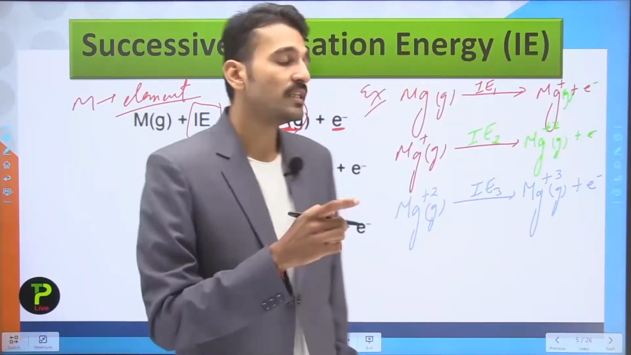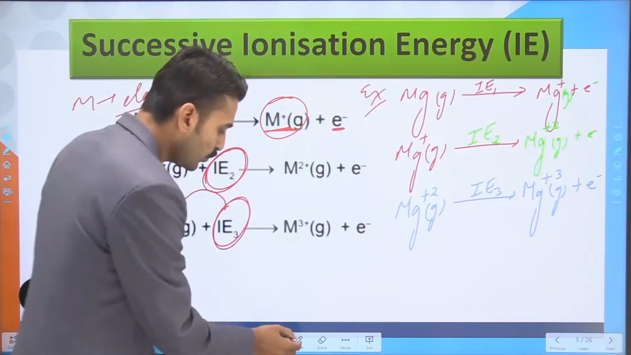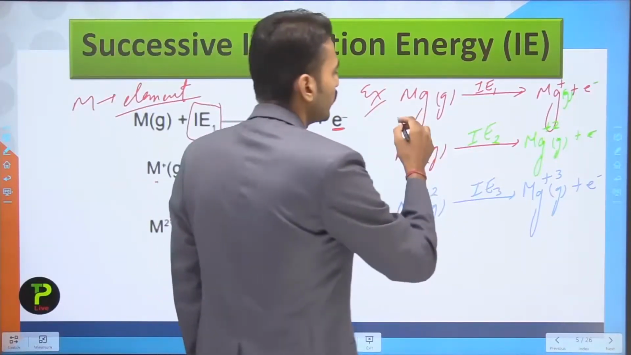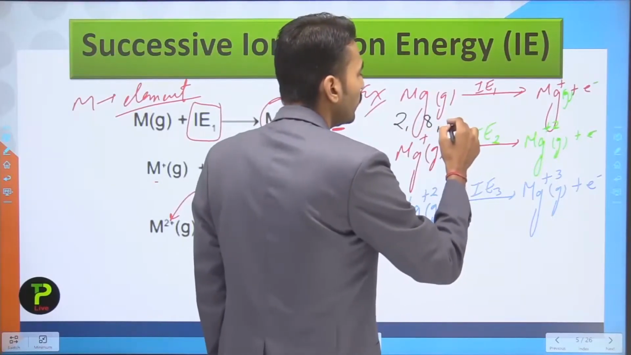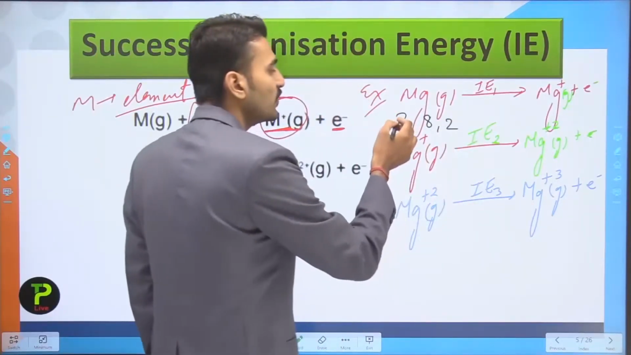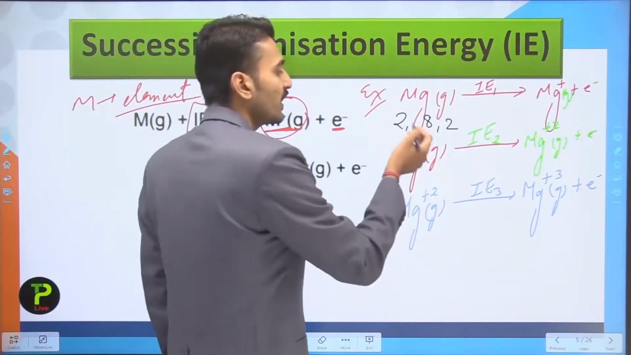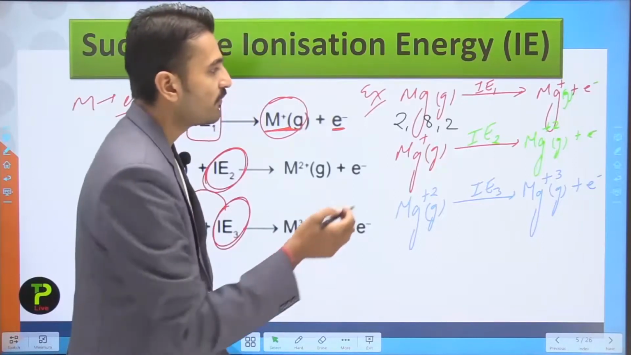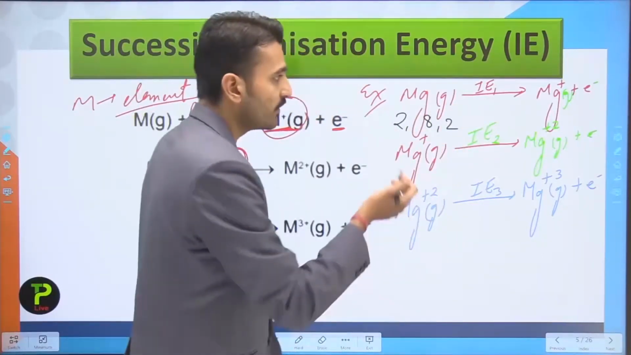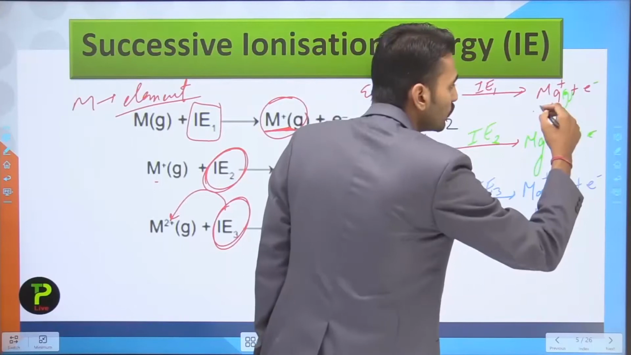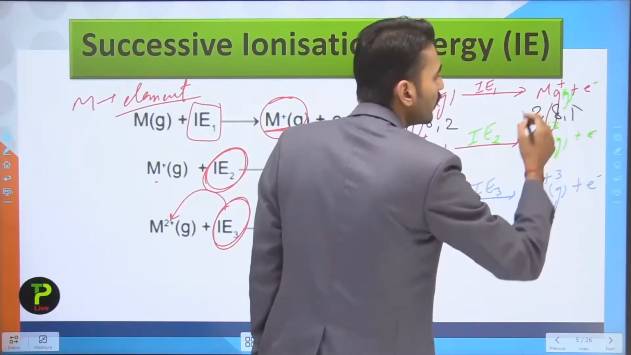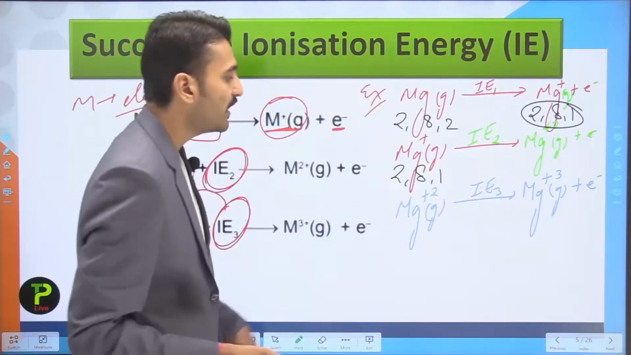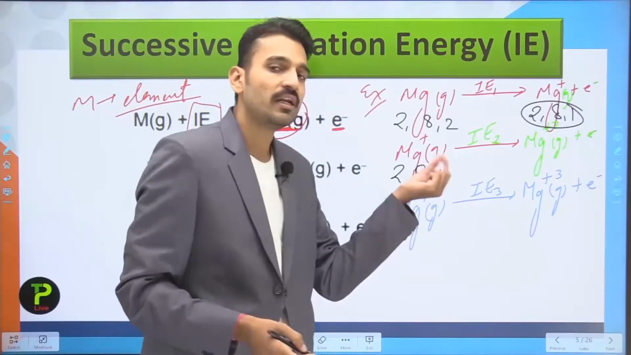So students, it is very important for you to note that in all these cases the electronic configuration for magnesium is 2, 8, 2. That is, in the first shell it has 2 electrons, in the second shell 8 electrons, and in the third shell 2 electrons. If I remove one electron from magnesium, it converts into Mg plus, whose electronic configuration is 2, 8, 1. It simply means that it has one electron in its outermost shell.